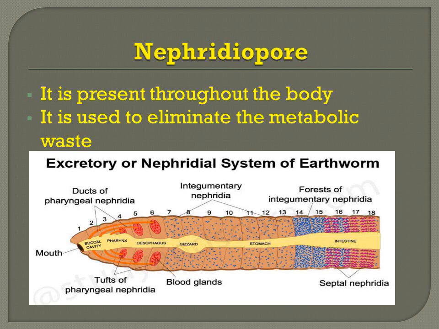So when we learn about the excretory system of the earthworm in this anatomical region, we can understand these various nephridia and their pores. Fine. And especially it is used to eliminate this metabolic waste.